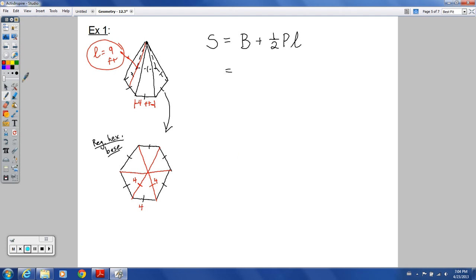And so we can take this and find the area of the base by taking 6, because we have 6 of those triangles, and multiplying it by using that formula, s squared radical 3 over 4. So we're going to have that plus 1/2 times the perimeter, which is 6 times 4, times the slant height, which is 9.